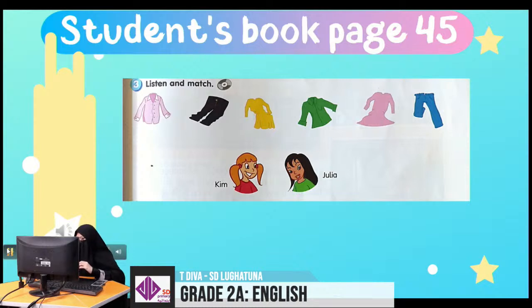Activity 3. Listen and match. 1. Whose shirt is this? Is it Julia's? No, it isn't hers. Julia's shirt is green. That's Kim's shirt. 2. What about these blue jeans? Are they Kim's? Yes, they're hers. 3. I like this yellow dress, Julia. Is it yours? Oh, it's not mine. It's Kim's. I have got a pink dress. 4. Are these your black trousers, Julia? Yeah, they're mine.